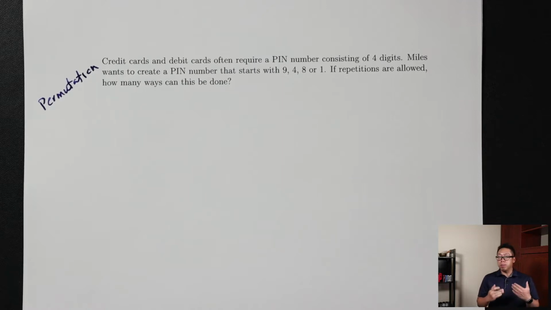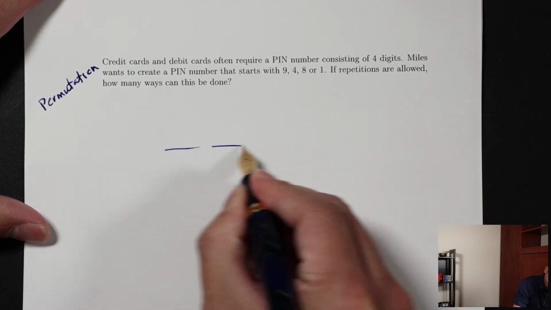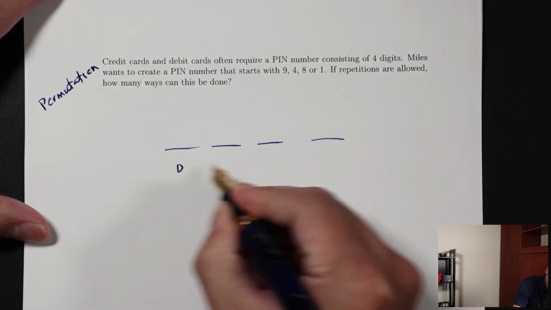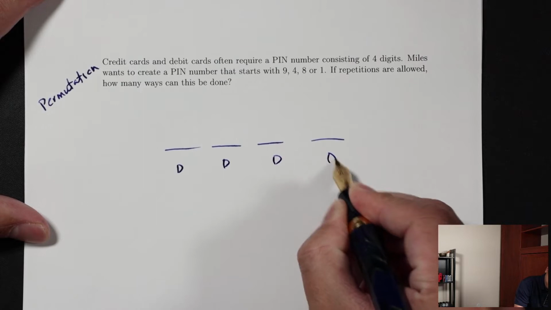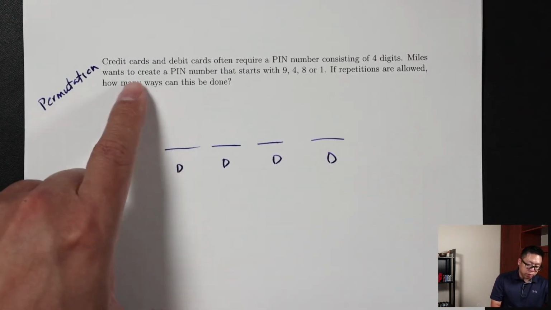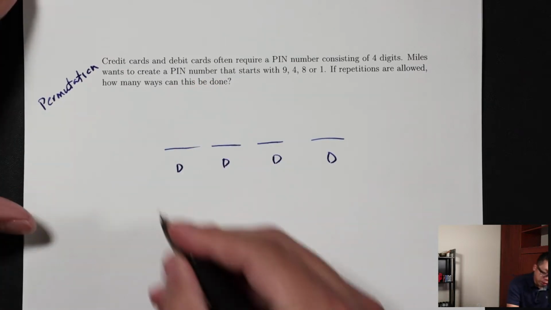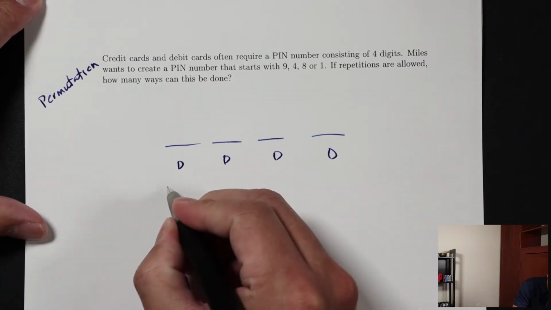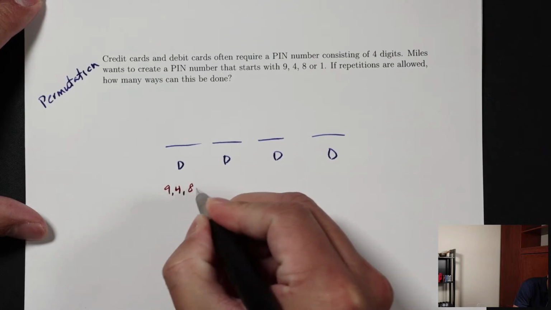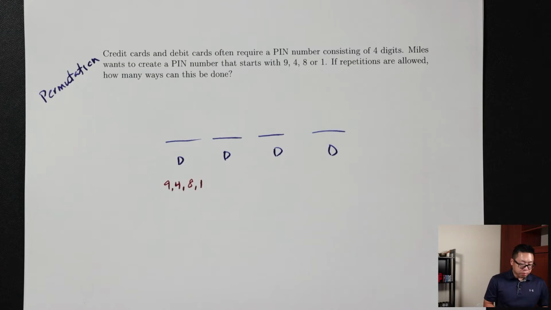Permutations are going to be blanks and numbers. How many blanks do I need? I'm choosing 4 digits, right? Digit, digit, digit, digit. We do have some restrictions because Miles wants the first digit to be 9, 4, 8, or 1. And then the other digits can be anything else.